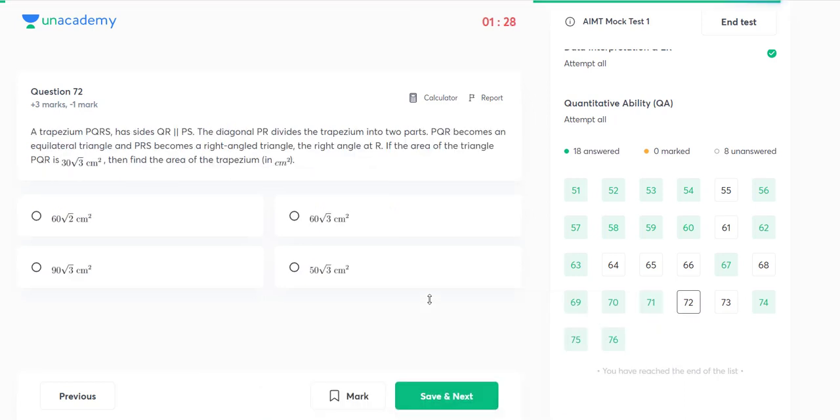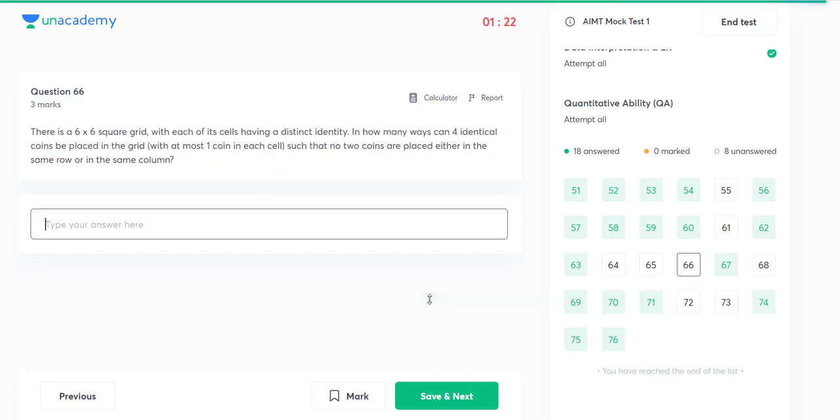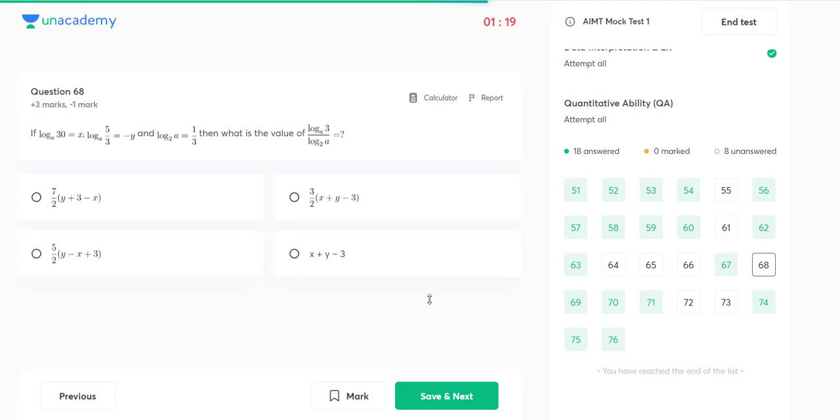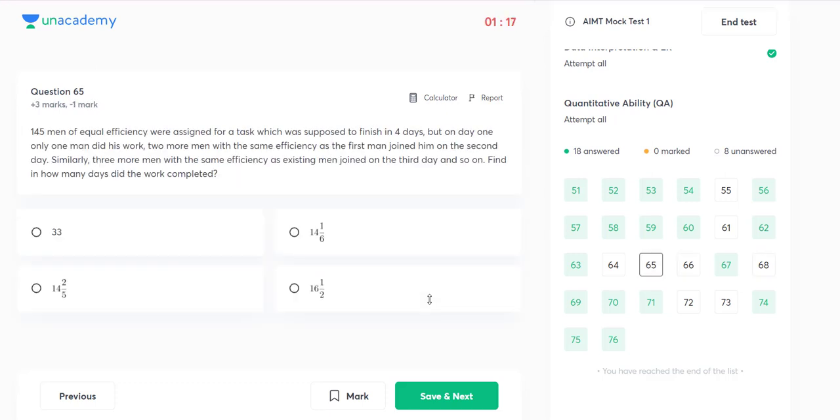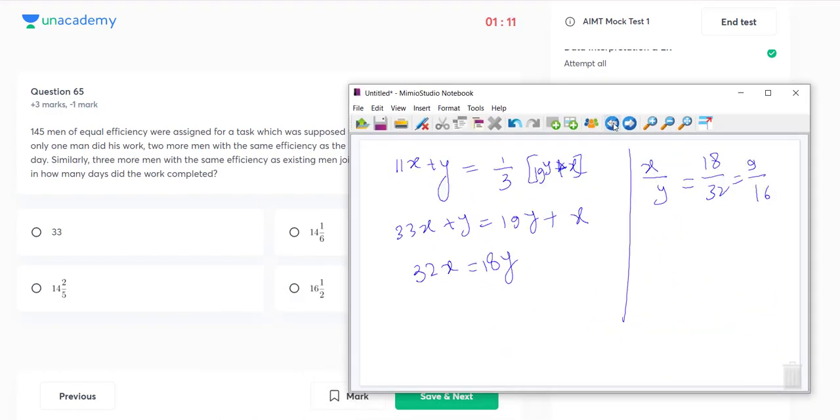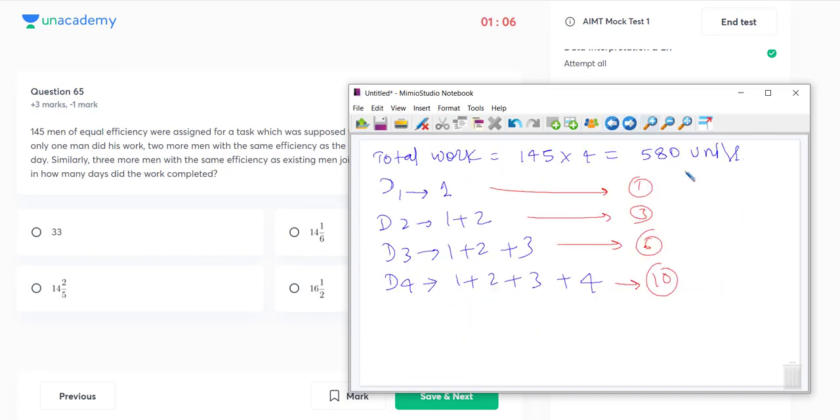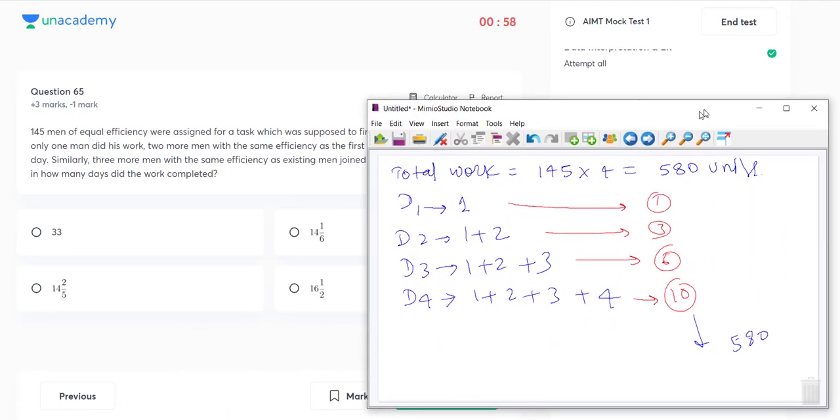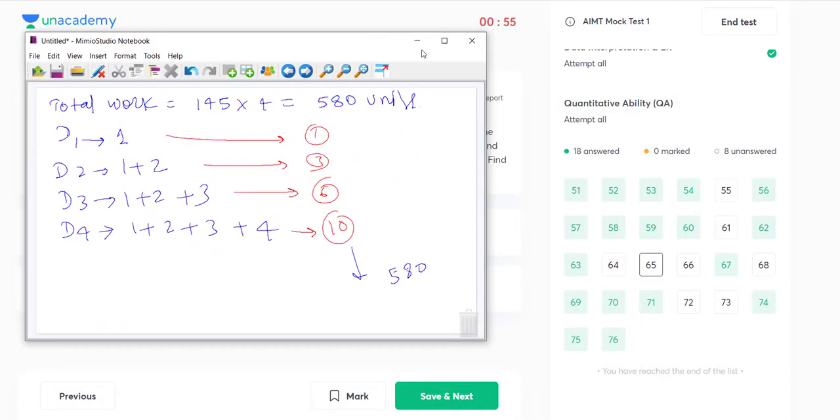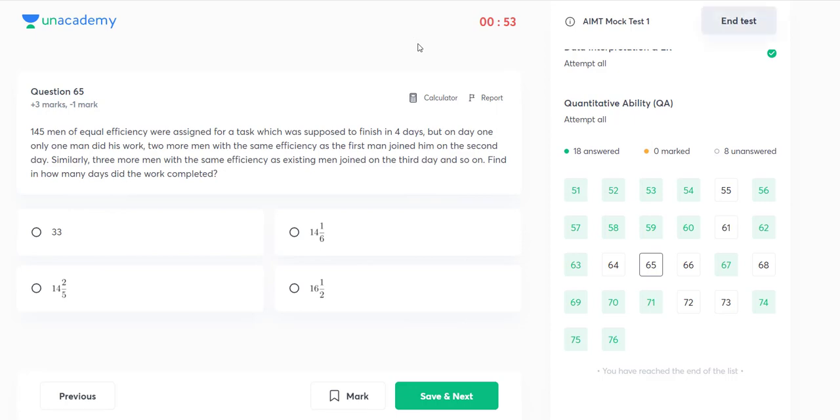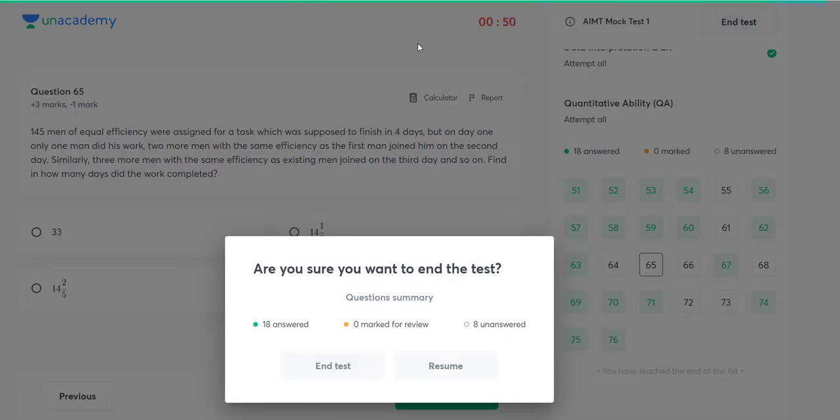Okay, so now 1.5 minutes is left. Hold on, let me check which other questions we can solve. This question we can try. Half of the calculation we did here, we just need to identify the addition. We want this addition to be 580. Actually, this is a second difference arithmetic progression. I think we will not be able to solve this in the remaining time. Okay, so we'll submit the test here. Let's see out of 18 questions how many are correct and how many are wrong.